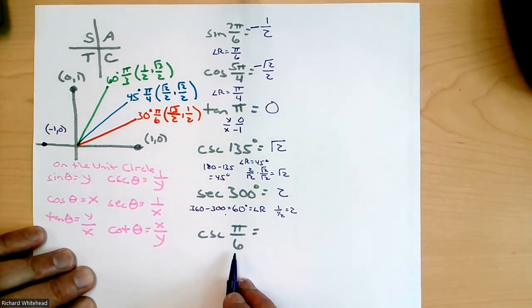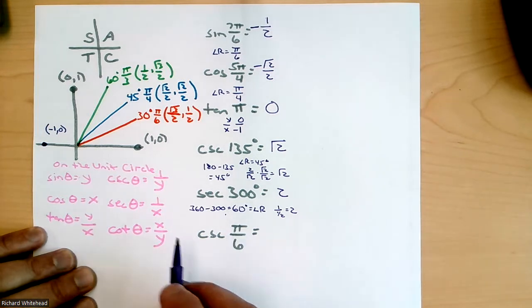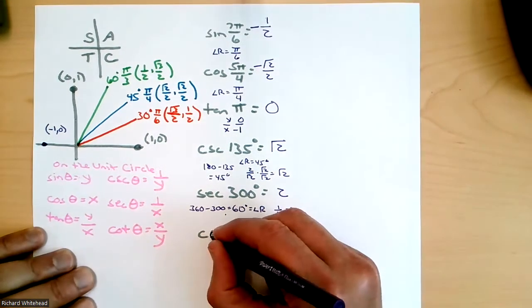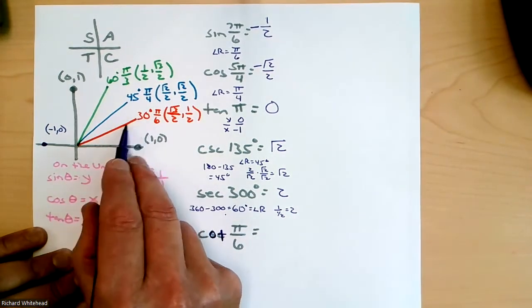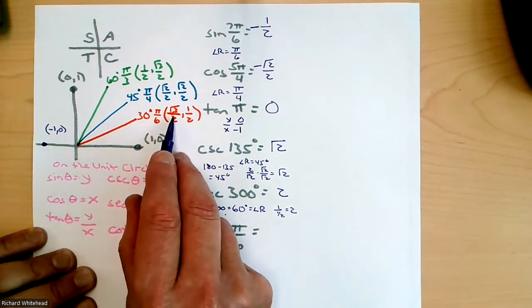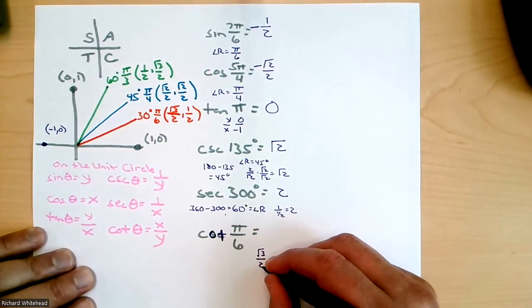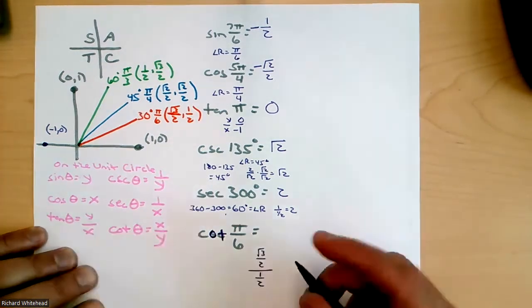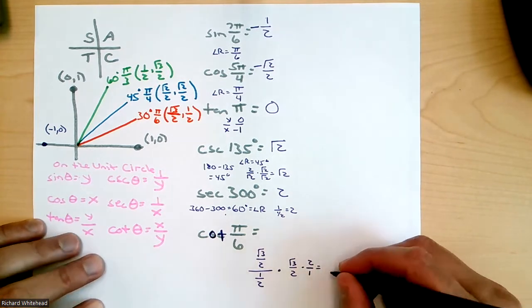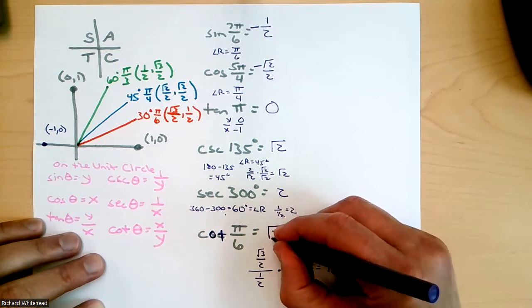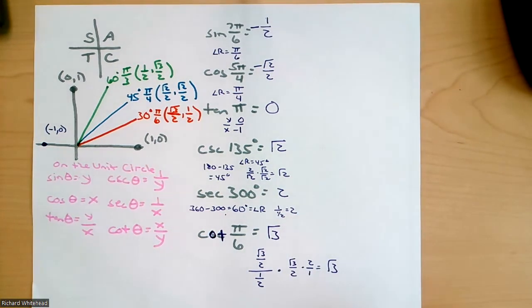Cosecant of pi/6. First of all, pi/6, first quadrant, the reference angle is pi/6, nothing to it. Oh, you know what? That's supposed to be cotangent. That's silly of me. Cotangent of pi/6. Well, pi/6 is right here. So cotangent is x over y, √3/2 over 1/2. Okay, this is kind of a pain. So you have √3/2 times the reciprocal, which is 2/1, which just makes √3. Then you'd say, oh, no big deal, because first quadrant, everybody's positive.